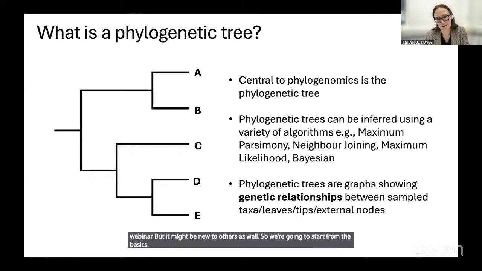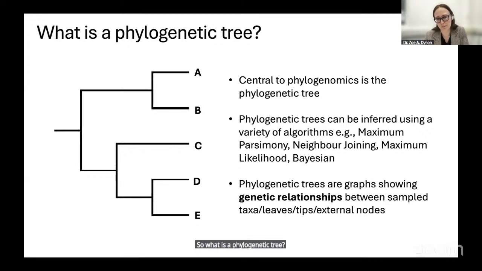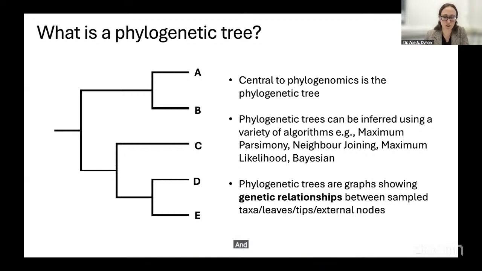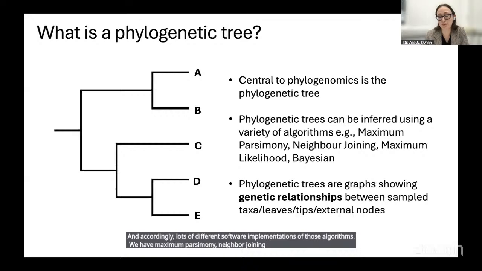So what is a phylogenetic tree? Well, it's a really central concept to phylogenomics. And there's a lot of different ways that you can infer a phylogenetic tree. There's all sorts of methods available to do this, and accordingly, lots of different software implementations of those algorithms. We have maximum parsimony, neighbor joining, maximum likelihood, and there's also Bayesian methods for creating dated phylogenies.